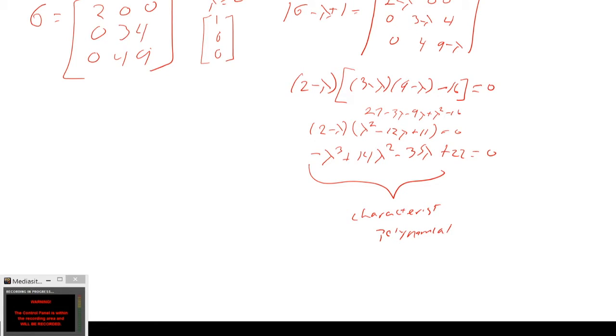And let's check this out. Before, we said it has to have the form of lambda cubed plus I1 lambda squared plus I2 lambda plus the third invariant. So let's check this. The trace of our original matrix, 2 plus 3 plus 9, is 14. Good.